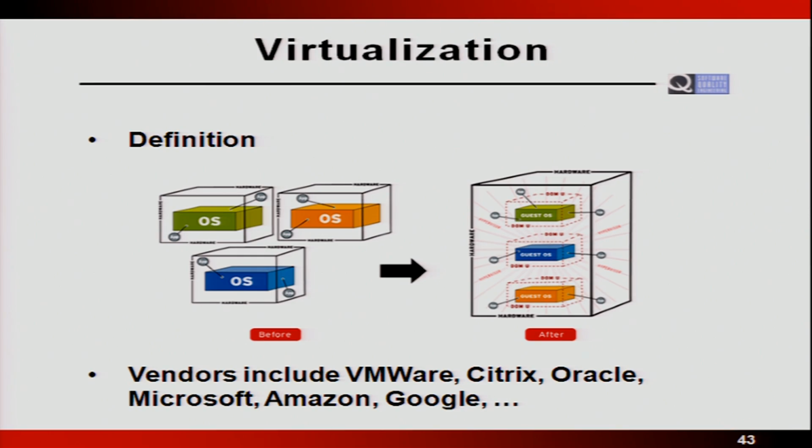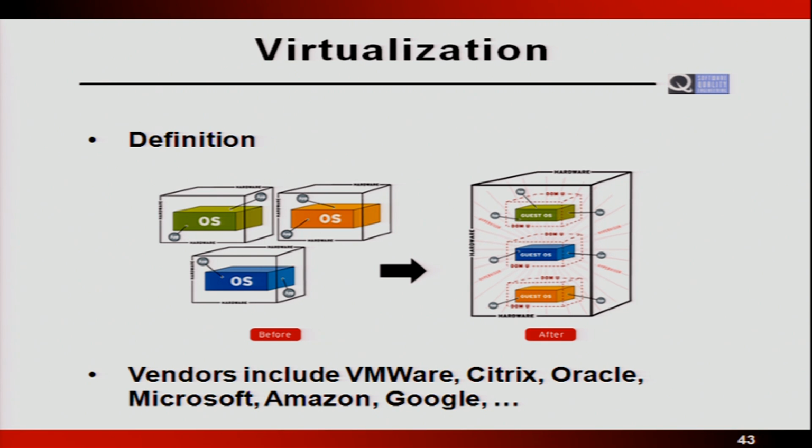Well, a few years ago, that's really the only choice we had. Today we have virtualization, where we can take multiple physical machines, get rid of those, and just have one big box and run virtual machines inside it. And there are lots of people you can get this kind of software from. I've just listed a few here.